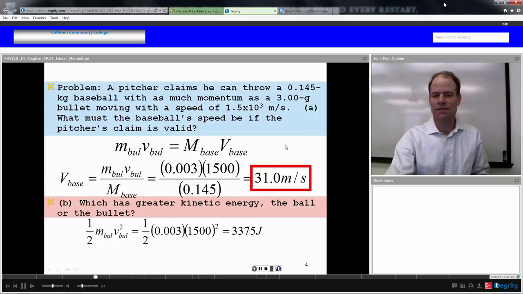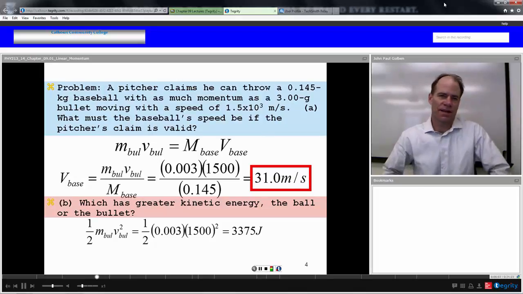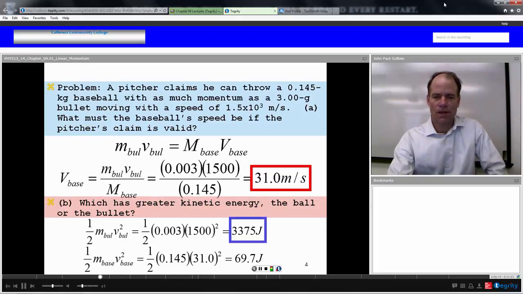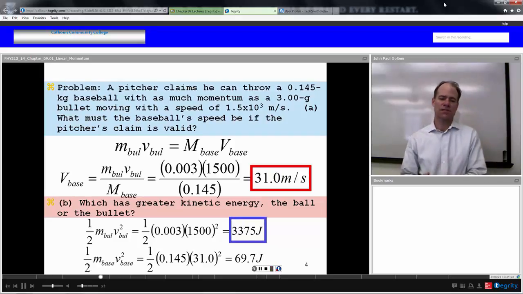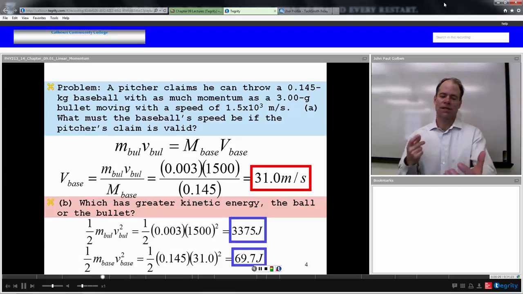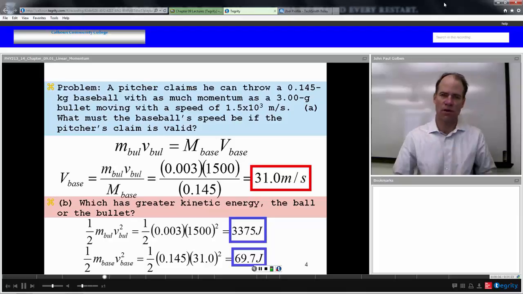What's likely is the bullet is going to have more kinetic energy. Kinetic energy is 1/2 mass times velocity squared. That's 1/2 times 0.003 kilograms times 1,500 meters per second squared, 3,375 joules, while the baseball, 1/2 mass times velocity squared for it, will give us only 69.7 joules. So the bullet's going to do more damage to the baseball. It's probably going to get lodged or possibly even go all the way through the baseball.